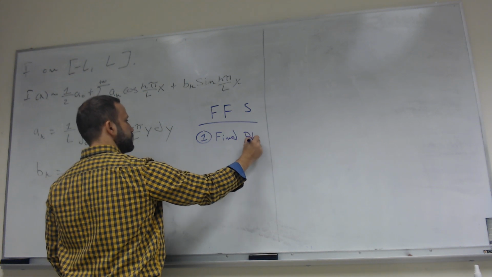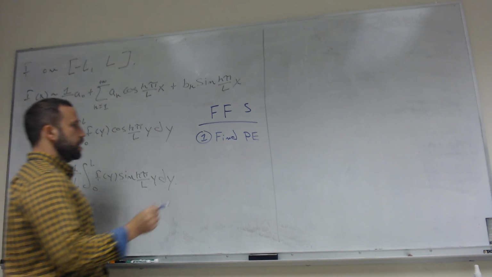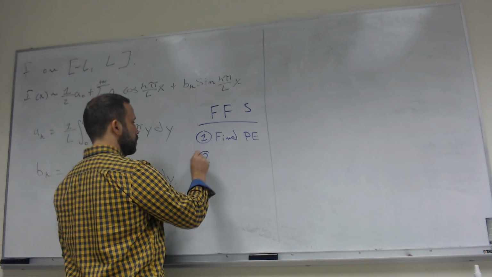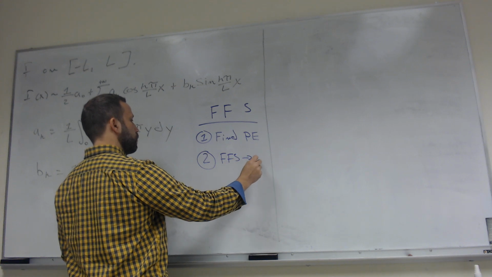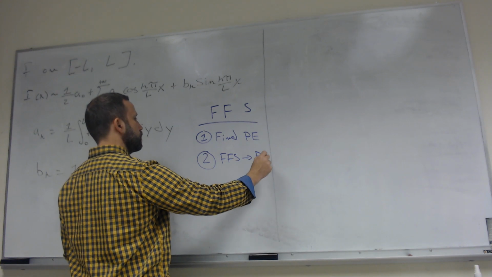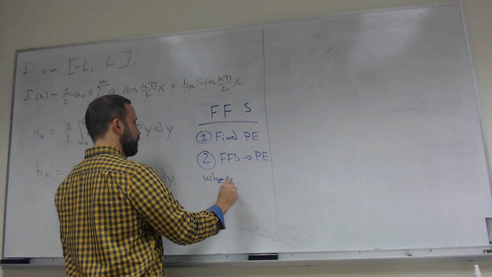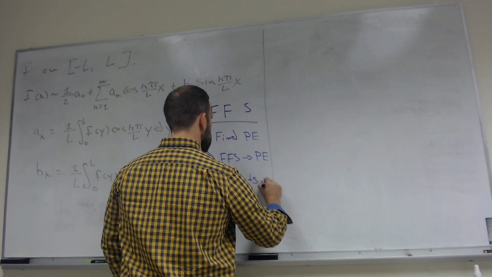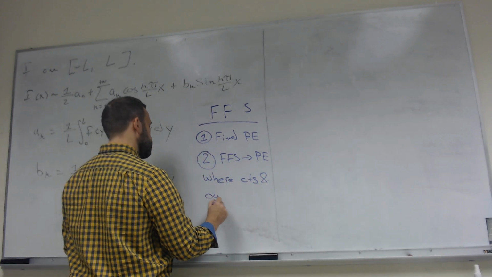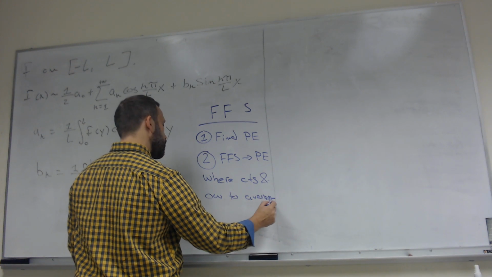the periodic extension. Okay, so now the function is defined from minus L to L, so the even and odd stuff we don't care so much about. And two, the full Fourier series will converge to the periodic extension, where PE means periodic extension, where continuous, and otherwise to the average at a jump.